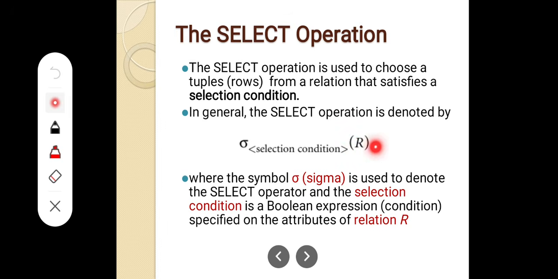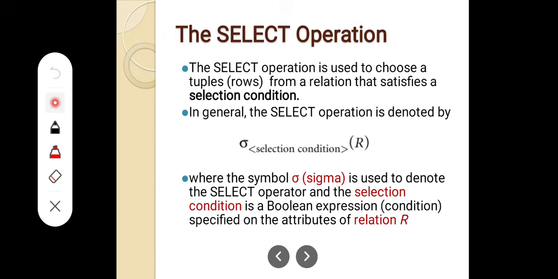At the end we give the relation name or the table name. R represents the relation name. The symbol sigma is used to denote the select operation. The selection condition is a Boolean expression, or any form of selection condition can be used here. That we will show in the example. Now, R represents the relation name.